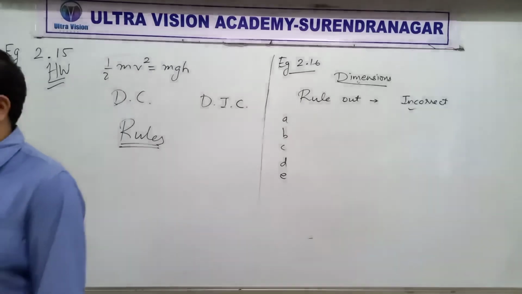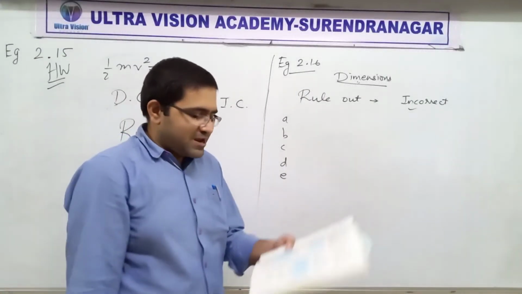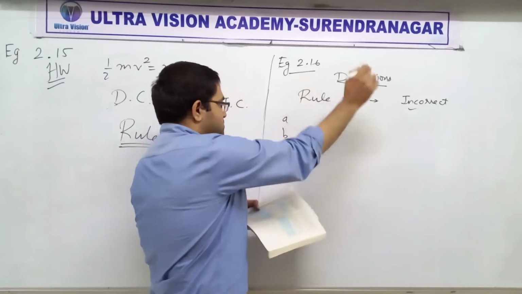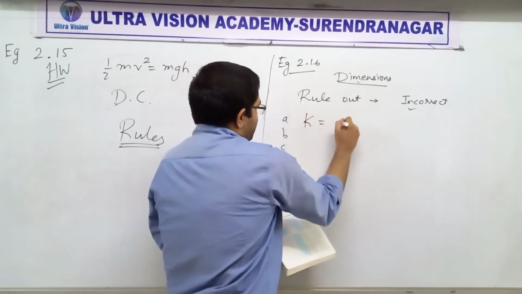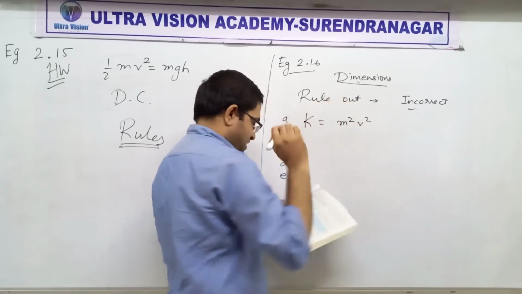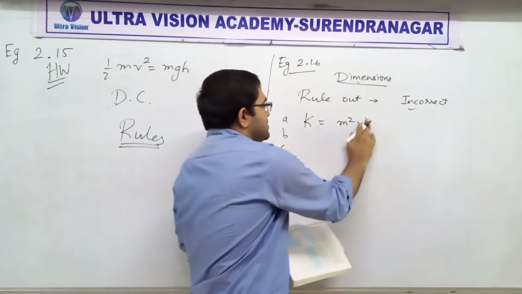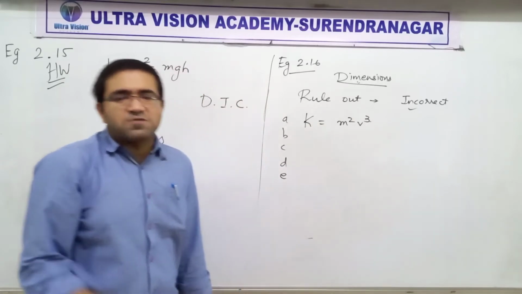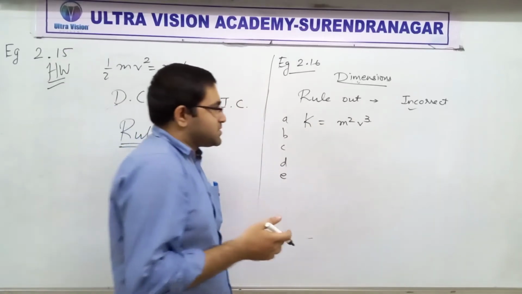I will do one for you. The rest you have to figure out yourselves. So let's say we do the first one. The first one is K is equal to m square v cube. We have to check for rules of dimensions.